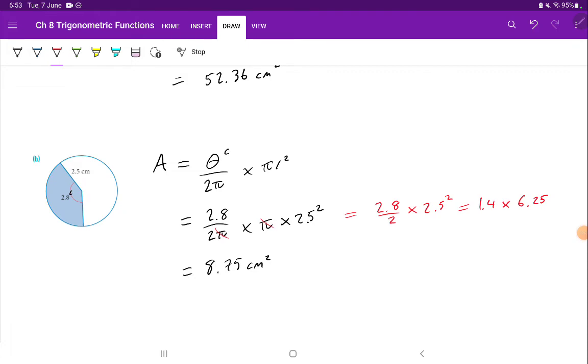And then we could theoretically work it out from there, but I'm sure you'll all believe me that it equals 8.75. Anyway, just a bit of fun.